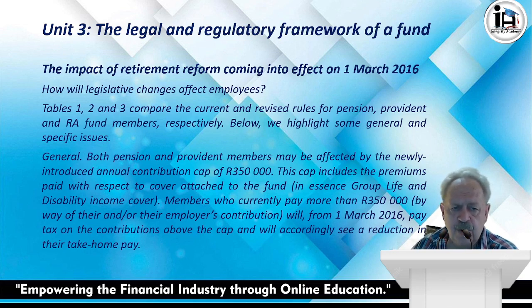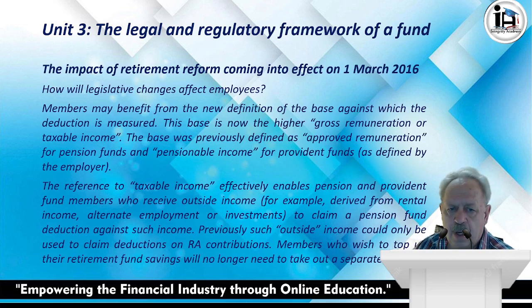General issues. Both pension and provident fund members may be affected by the newly introduced annual contribution cap of 350,000. This cap includes the premiums paid with respect to cover attached to the fund, in essence, group life and disability income cover. Members who currently pay more than 350,000 by way of their and or the employer's contribution will from 1 March 2016 pay tax on the contribution above the cap and will accordingly see a reduction in their take away or take home pay.